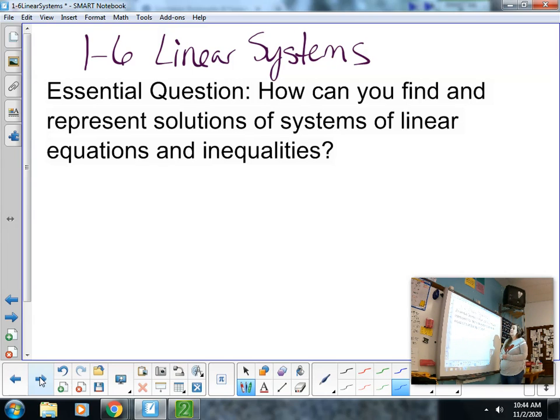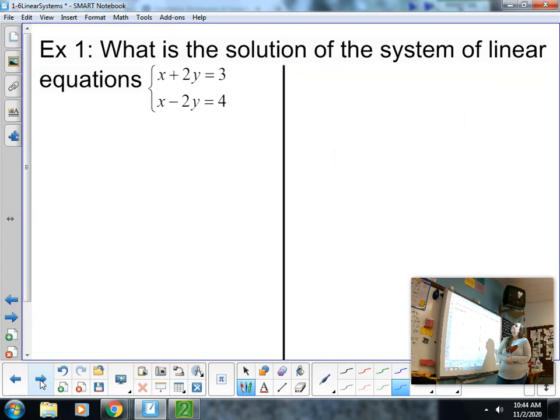We are going to be looking at equations mainly today. There is a section on inequalities and seeing where inequalities overlap, but that's not something that I'm really concerned about at the moment. So you have your essential question: how can you find and represent solutions of systems of linear equations and inequalities? And again, we're only doing the equations with this.